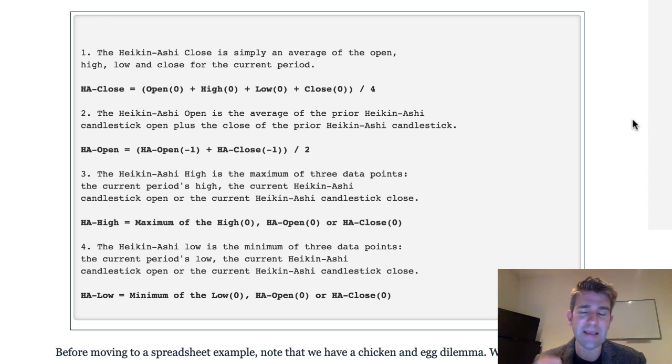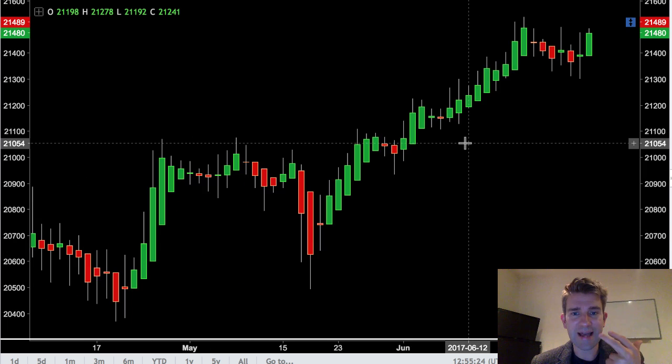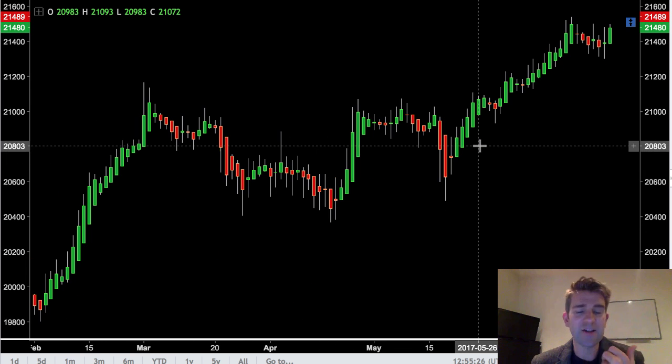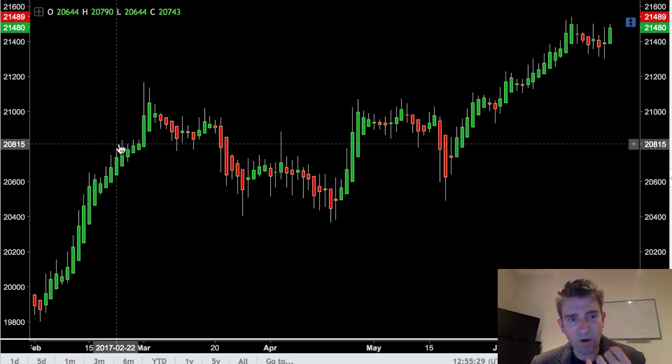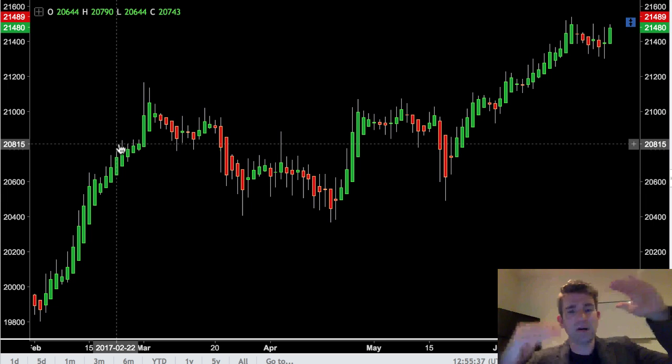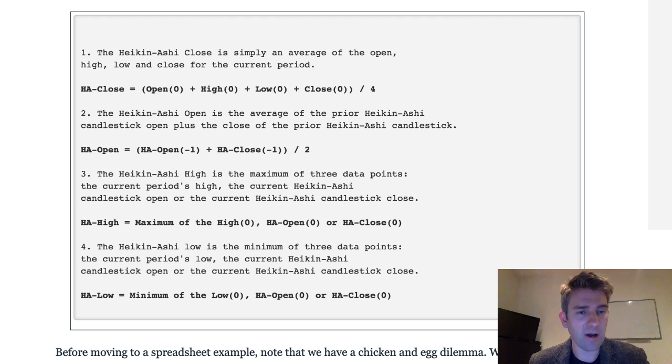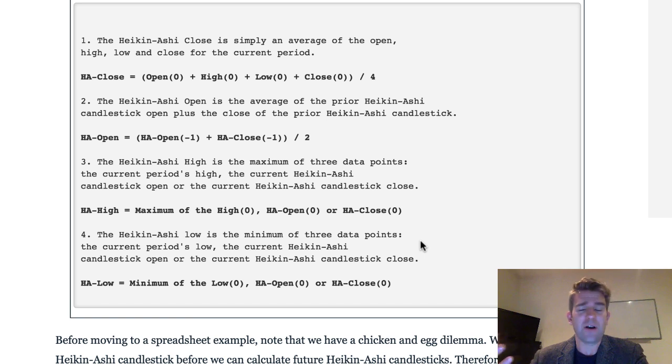The high is the maximum of three data points: the current high, the current open, and the current close. In other words, whatever the largest number is, that is where the high is printed. Most of the time that will be the high of the day, but it depends. If you've gapped down from the prior day and the open is higher, then that's going to be the high of the current Heikin-Ashi candlestick.